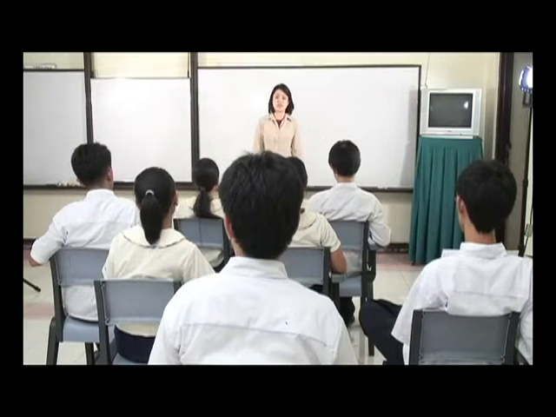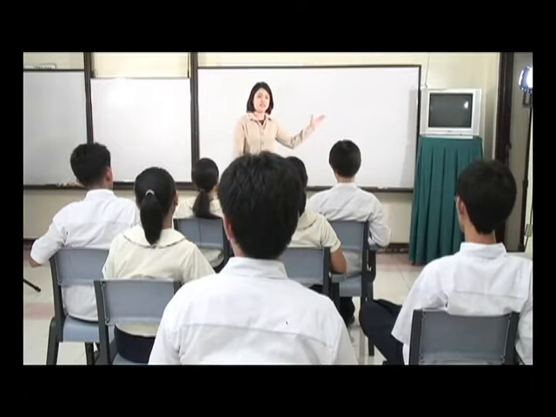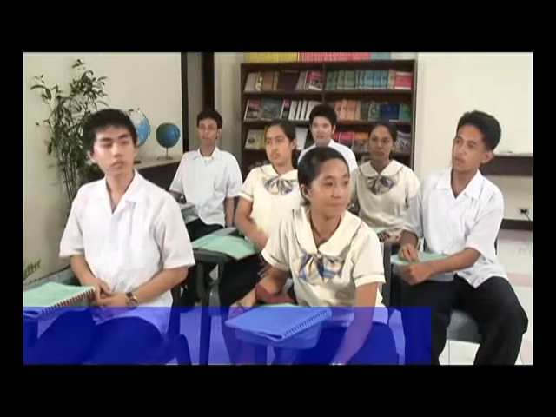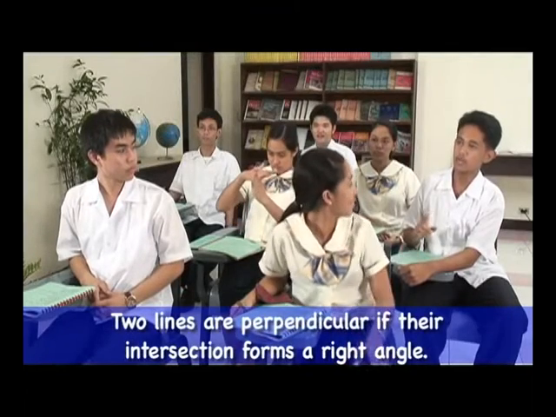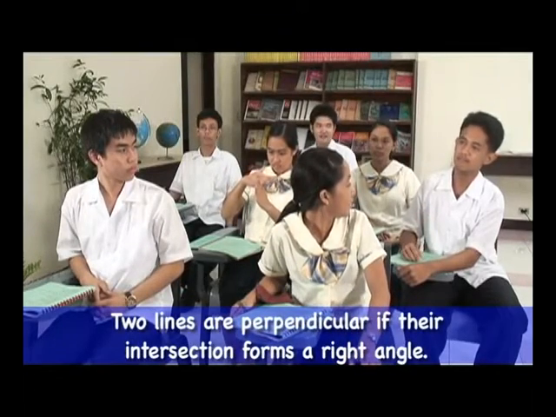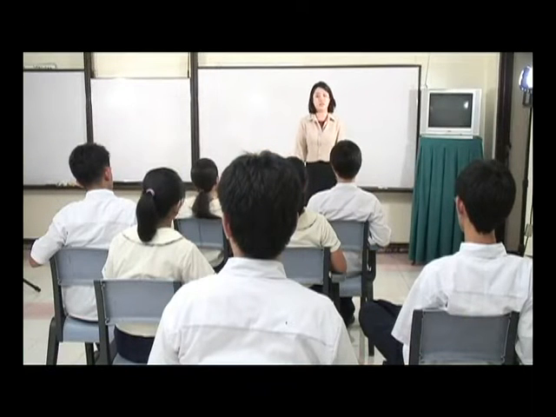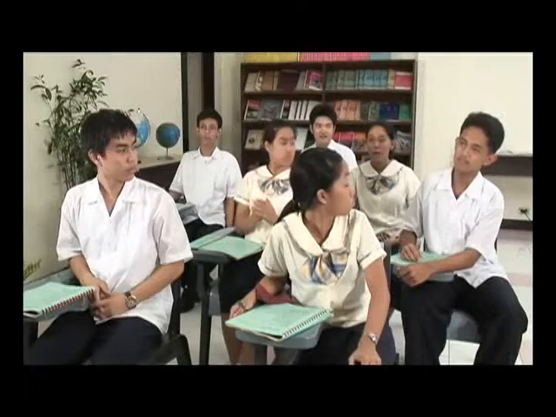Let's now turn our attention to the perpendicular lines. From your geometry course, when are two lines perpendicular? Two lines are perpendicular if their intersection forms a right angle. Can you give real-life examples that represent perpendicular lines? How about two intersecting streets?